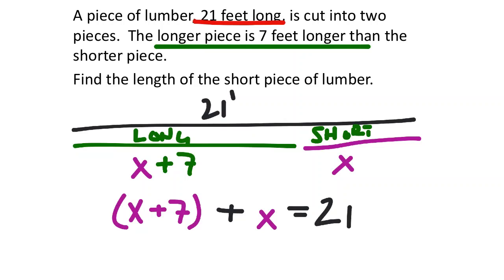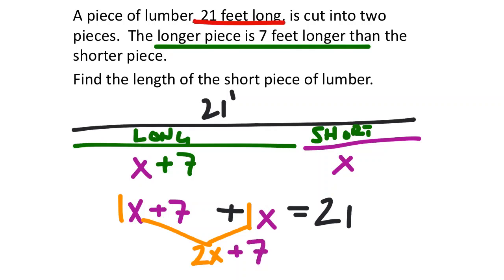So I can see both conditions, right? I can see the long piece, X plus 7. That's one condition. The other condition is both pieces need to add up to 21 feet. So at this point, I have an equation that I can solve. I don't need those parentheses because right now I can look to combine like terms. So there's 1x and there's another 1x. That's 2x's. Then I got the plus 7 and this equals 21.